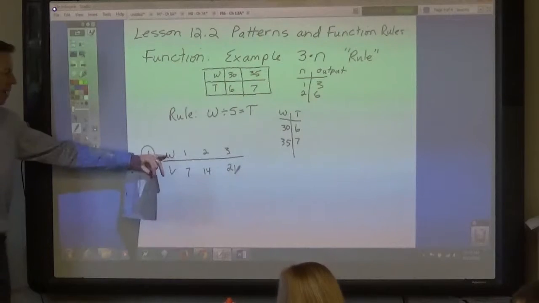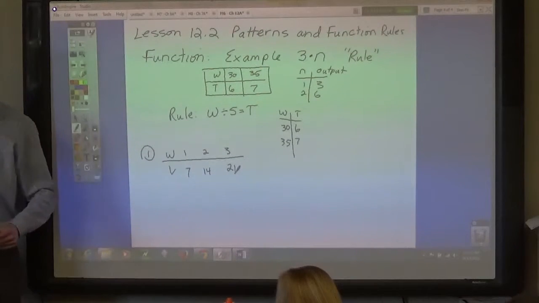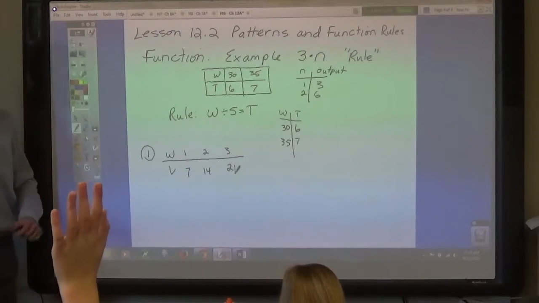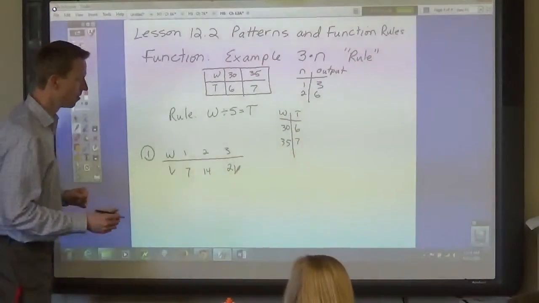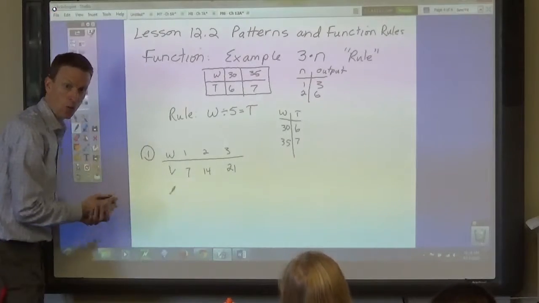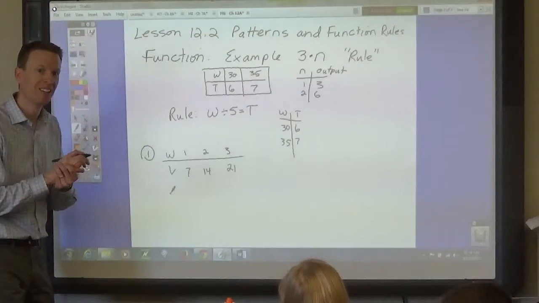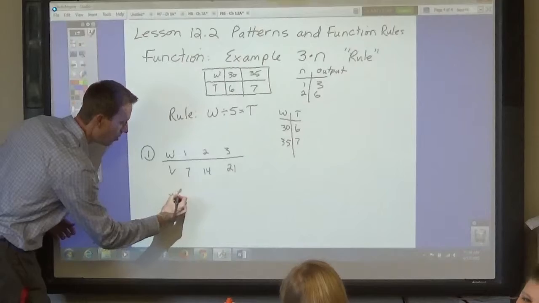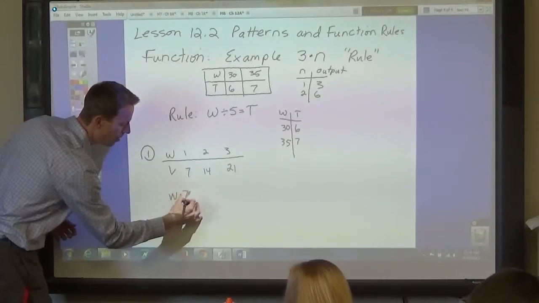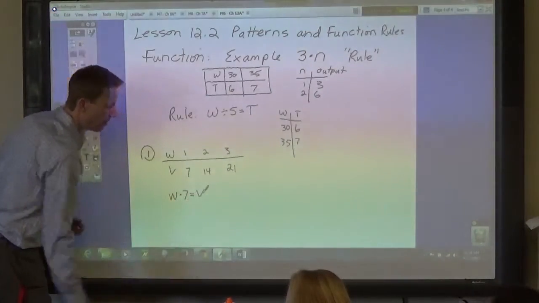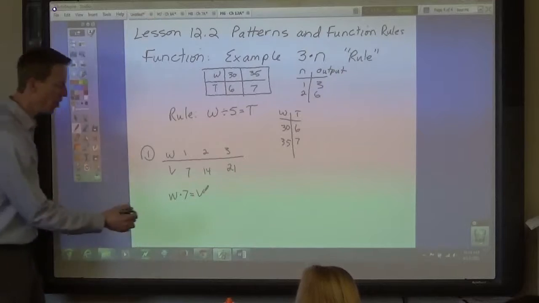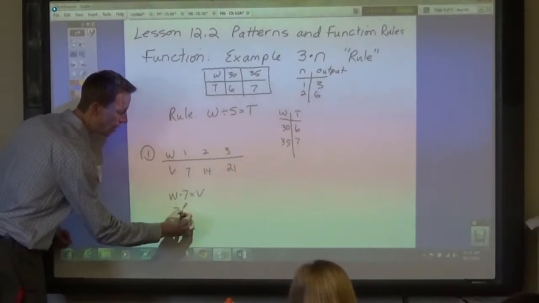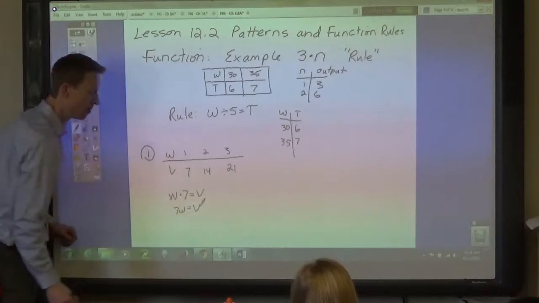So what is happening to get from W to V, using the variables in your function rule? Lily? So multiply what by 7? W times 7. Good. W times 7 equals V. Or you could write it this way: 7W equals V.